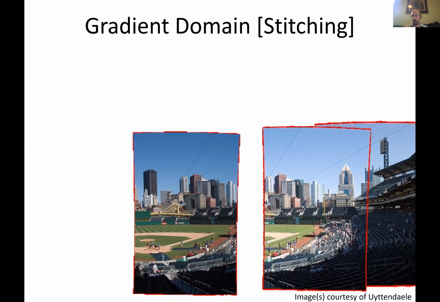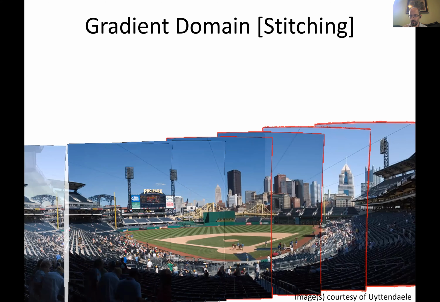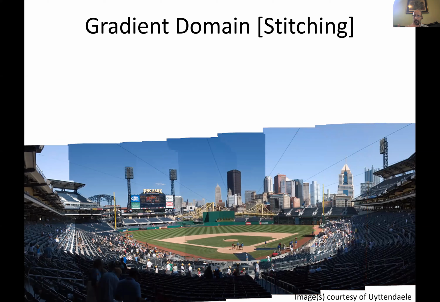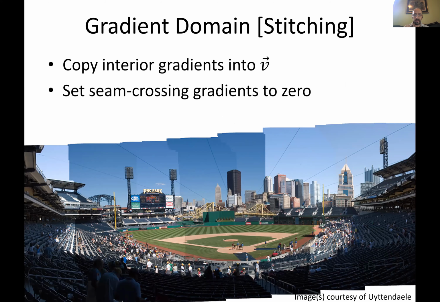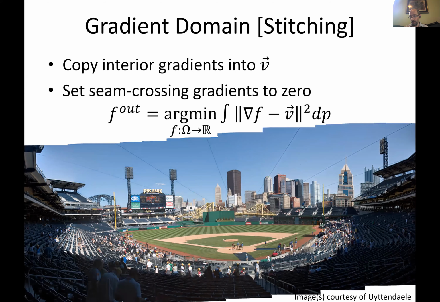Okay, so let's take a look at what we can do with this. Again, you have a collection of images in 2 dimensions. You took them, your camera parameters change as you move from image to image. You somehow manage to align them, which I'm not talking about today, and you get these seams. You want to get rid of them. Again, what are you going to do? You're going to create this target vector field, V. It's going to be equal to the gradients in the interior, but across the seam, it'll be equal to 0. You solve this optimization problem, you get this nice seamless image.